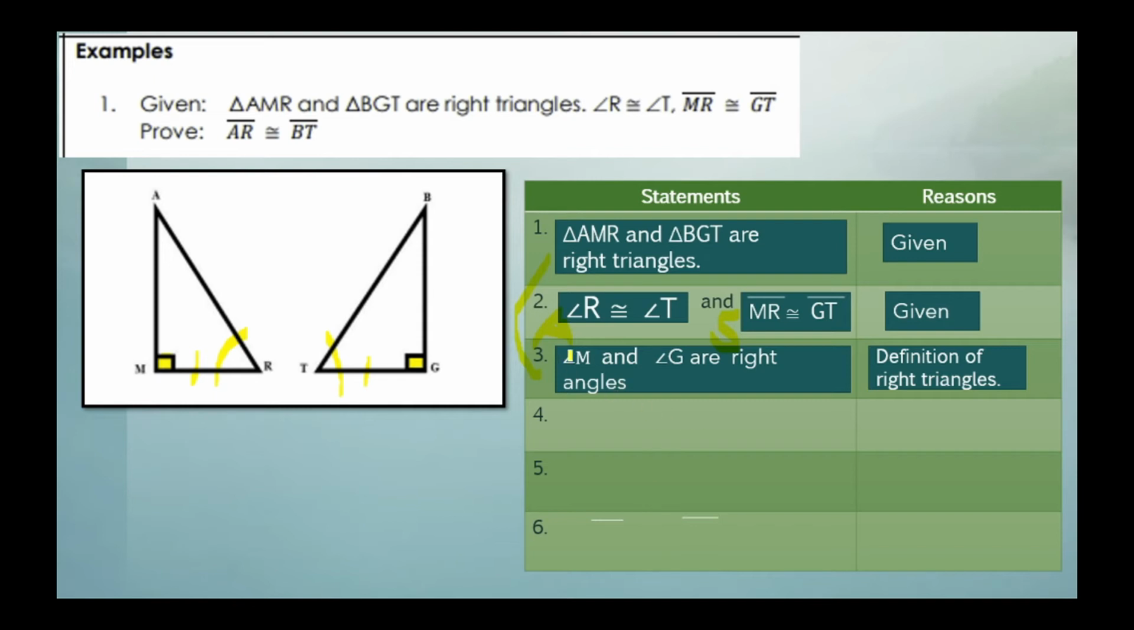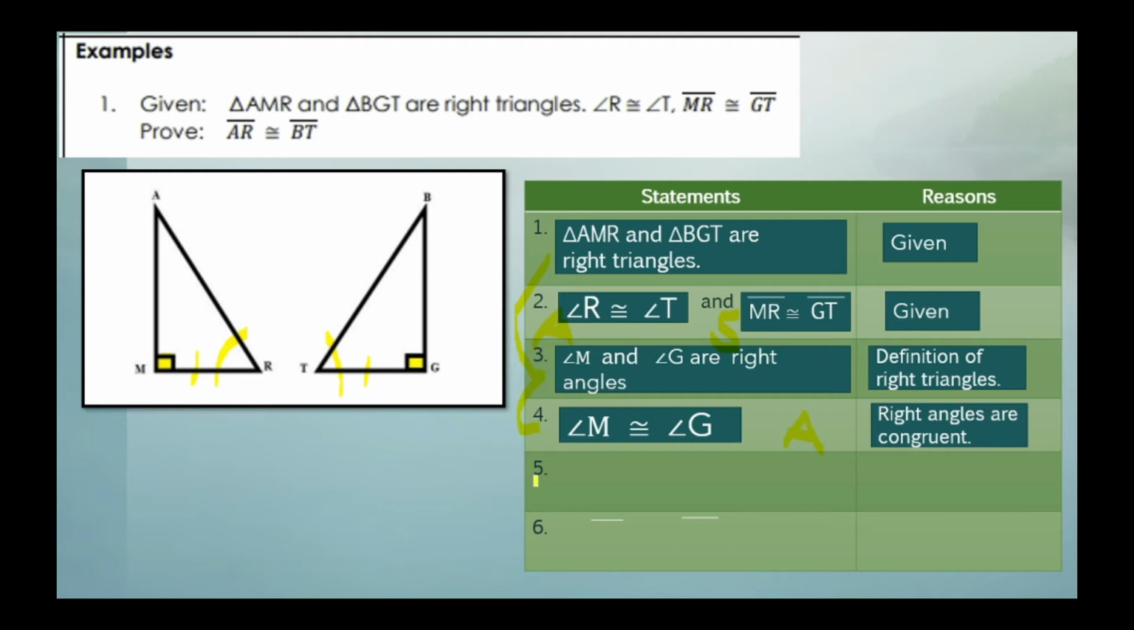Now, if angle M and angle G are right angles, therefore they have the same measure. So we can say that, so ang statement number 4 natin ay base naman sa statement number 3, wherein angle M is congruent to angle G. Bakit? Bakit congruent si angle M and angle G? Kasi nga, parehas silang right angles. Right angles are congruent. So, meron na tayong another angle here. So, nakabuo na ba tayo ng postulate? Yes, meron na tayong A, S, A.